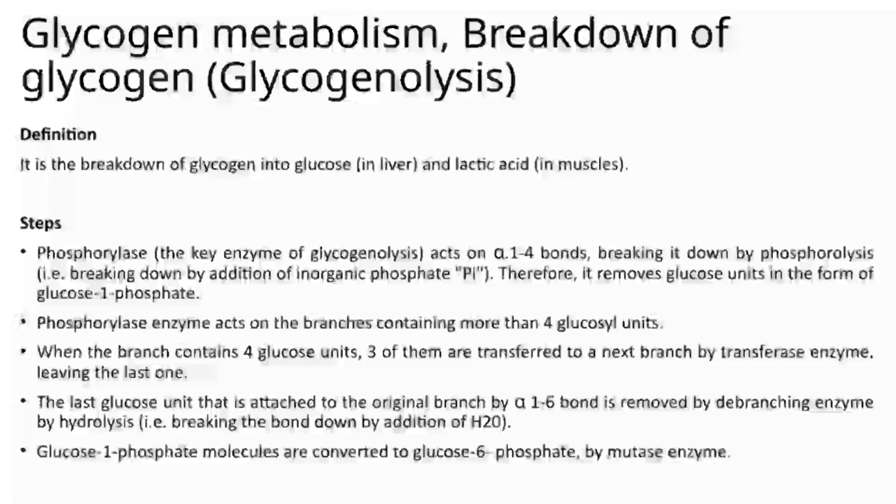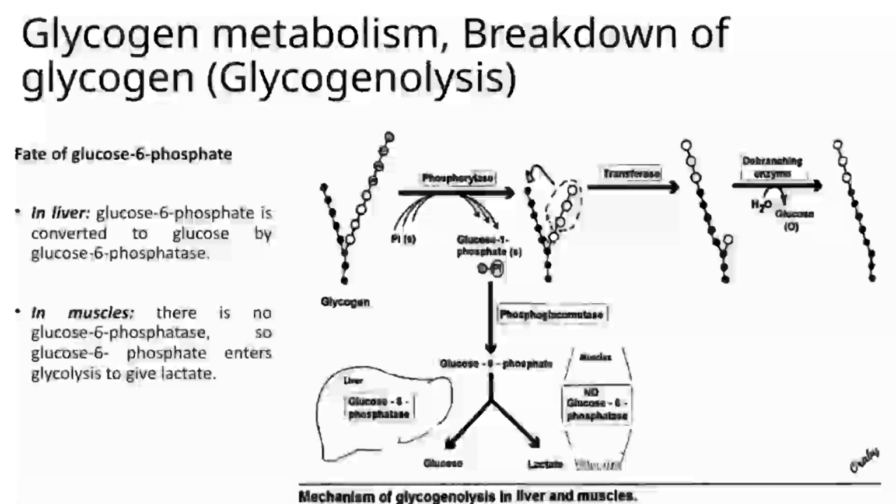Now, let's take a closer look at what happens during glycogen breakdown, also known as glycogenolysis, and what occurs with glucose 6-phosphate afterward. In the liver, glucose 6-phosphate is converted into free glucose through an enzyme called glucose 6-phosphatase. This process is crucial because it allows the liver to release glucose into the bloodstream, helping to maintain blood sugar levels during fasting or between meals. In contrast, muscle tissue doesn't have the enzyme glucose 6-phosphatase. So, instead of producing free glucose, the glucose 6-phosphate in muscles enters glycolysis.